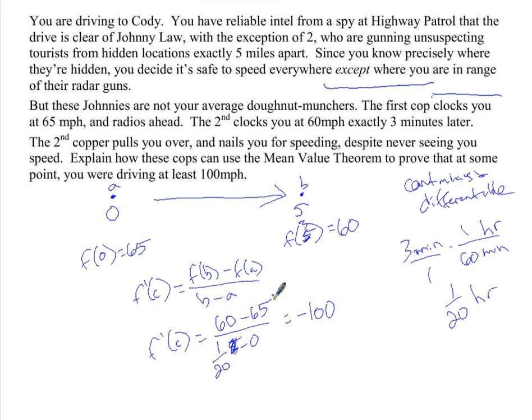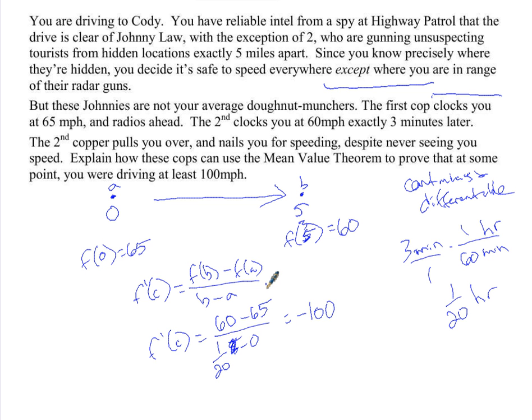At least 100. So these cops saw me going 60 miles an hour and 65 miles an hour, but by the mean value theorem, with my average rate of change of 100 miles per hour, then that means that probably I wasn't driving my truck, first of all. And second, I was going way faster than 100 miles an hour at some point.